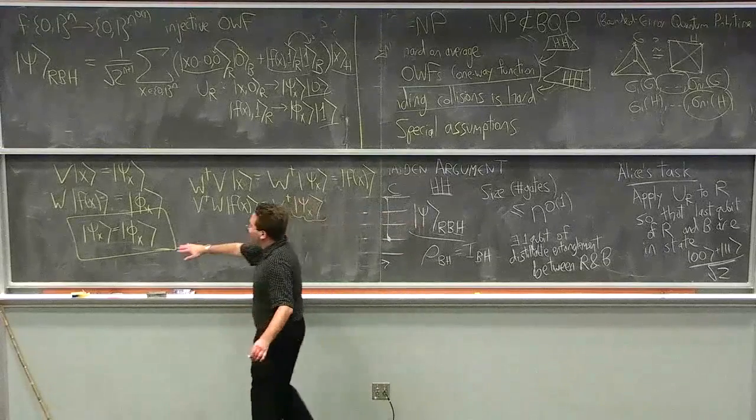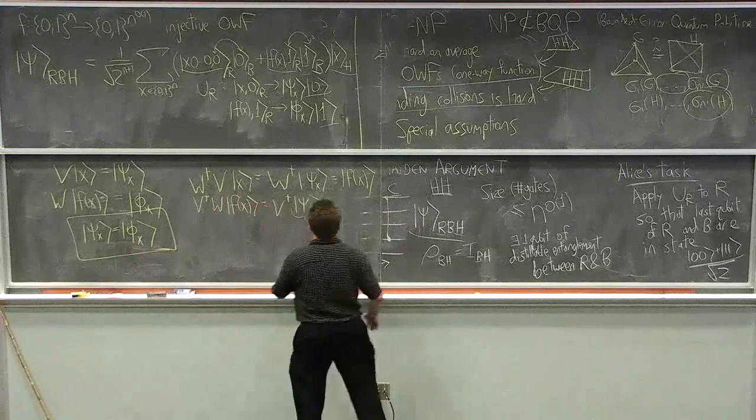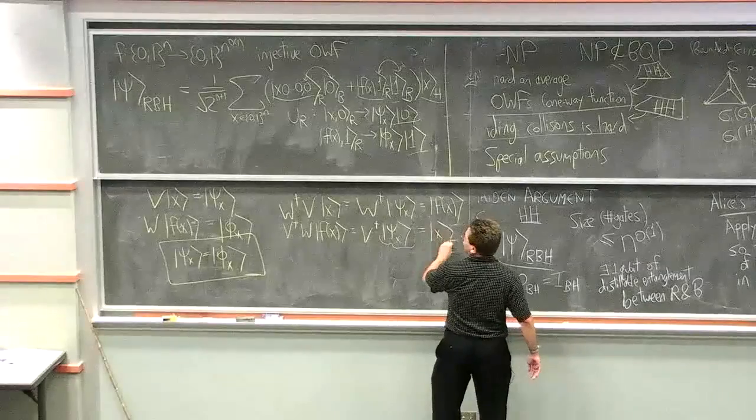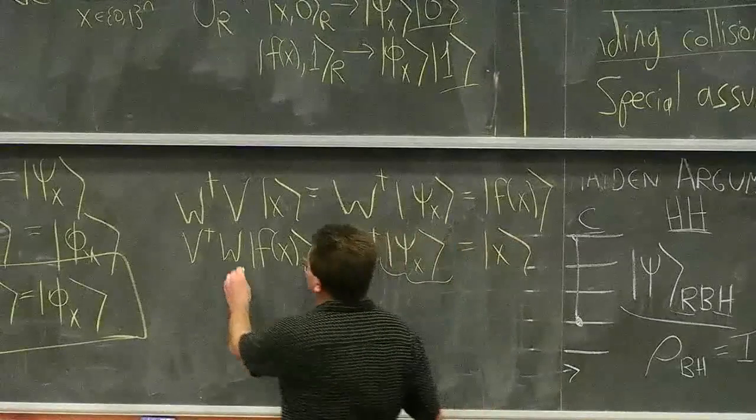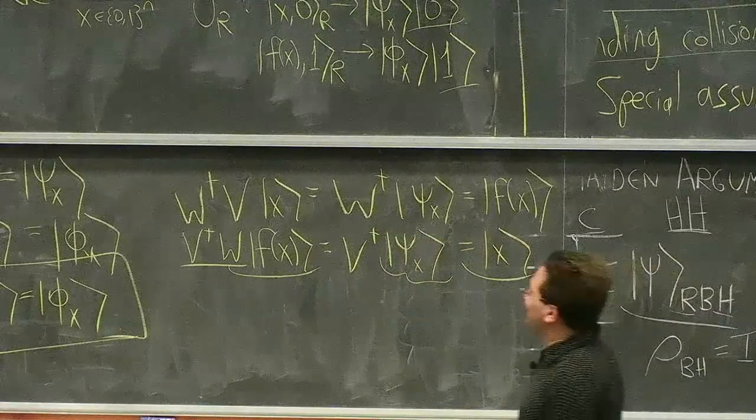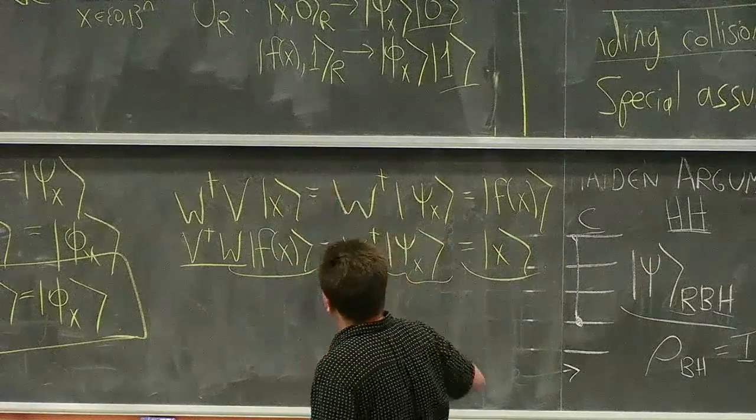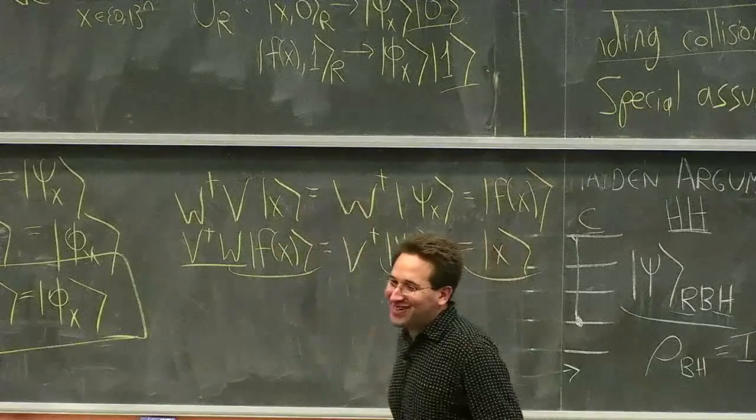Okay, so now using this equality between psi x and phi x, we get that by applying W dagger to f of x, we can get x. So V and W are like Einstein-Rosen bridges that go between x and f of x.